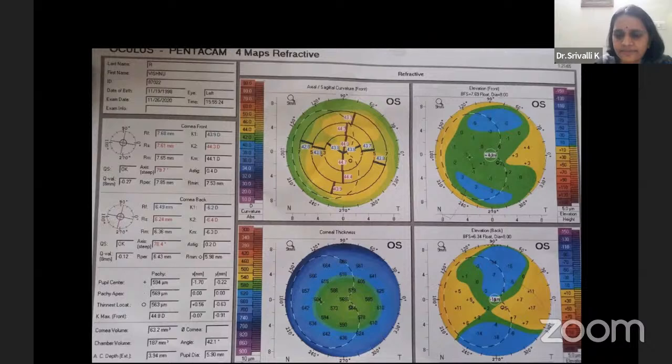Okay, Lisa? Yes, ma'am. That is within the norm, so you say that. And then each of the quad maps also. So this is a fairly regular looking cornea, maybe with the rule astigmatism, roughly a little bit. Yes, ma'am.